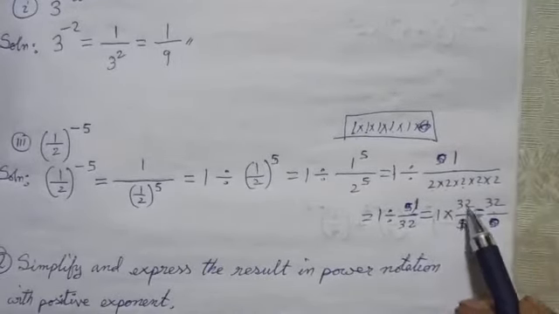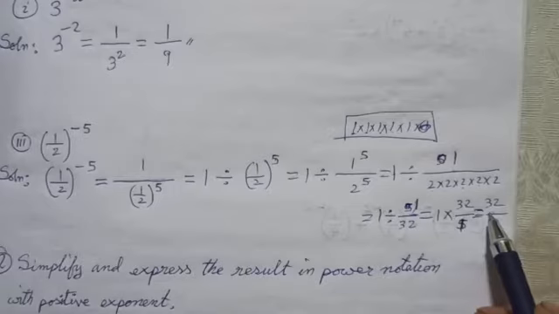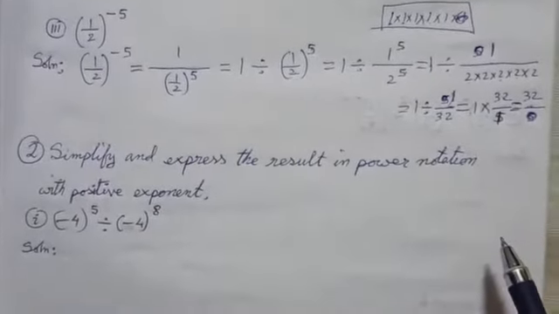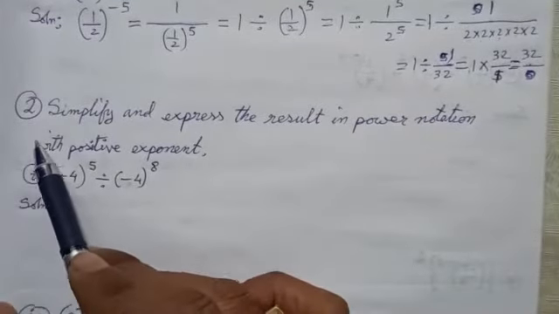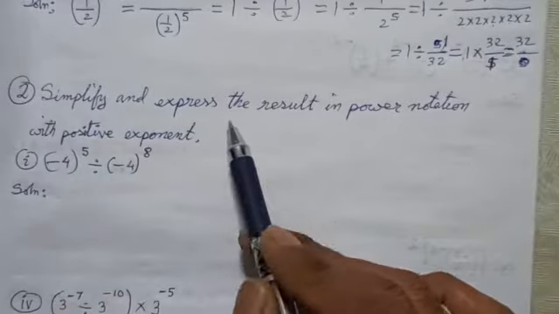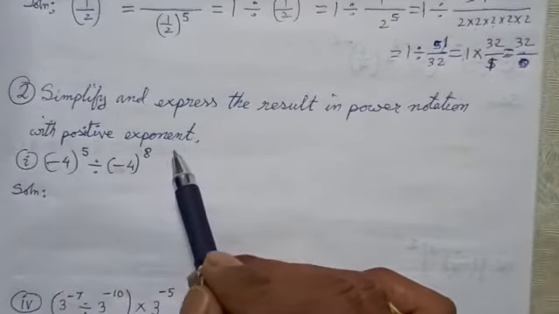1 into 32 by 1, now this one and this one we can leave, then this 32 is here, so 32 is the answer. Then next, let's try question number 2. Question number 2 here. Let's study the question. Simplify and express the result in power notation with positive exponent.